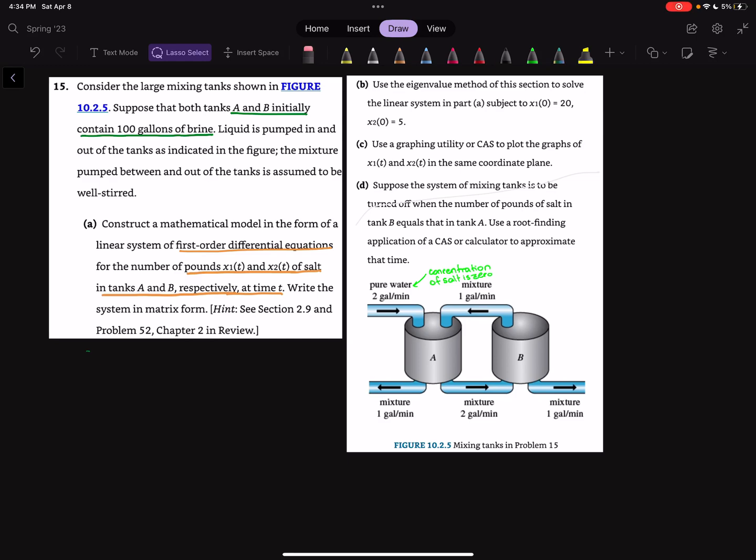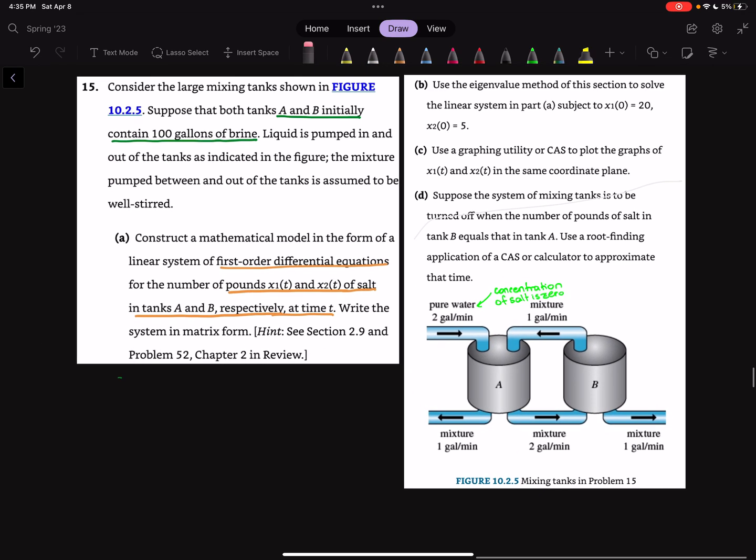Why don't we go over this mixing tank problem together? Okay, so let's do it. Consider the large mixing tanks shown in figure 10.2.5. Here are our large mixing tanks. Suppose that both tanks, tank A and B, initially contain 100 gallons of brine. Okay, so they initially have that volume.